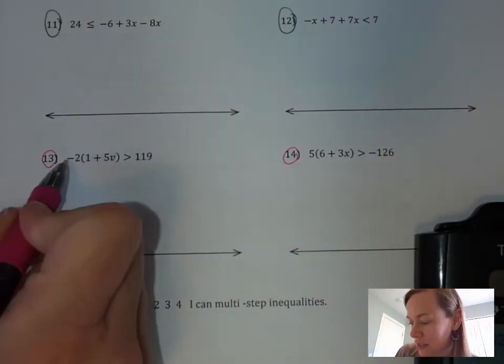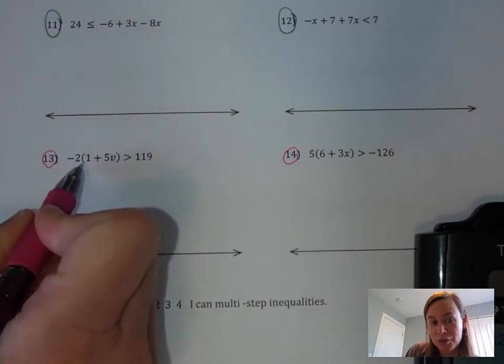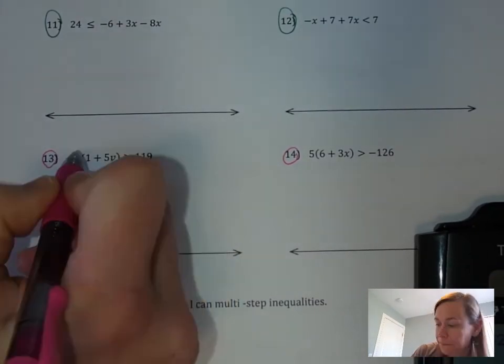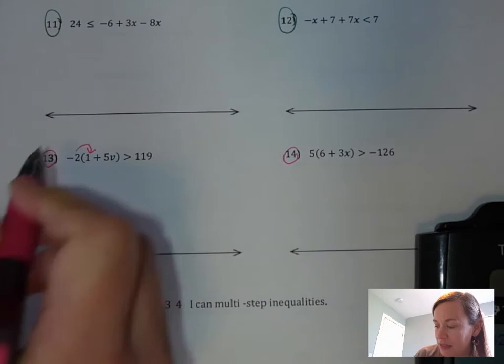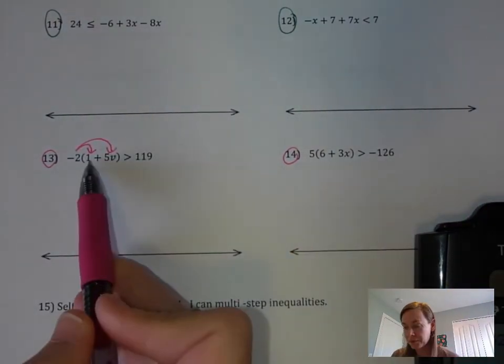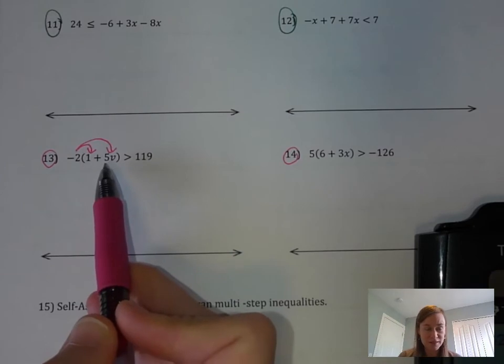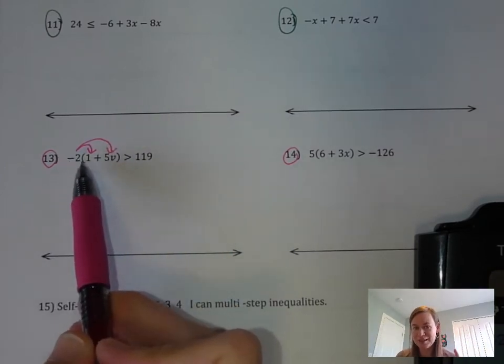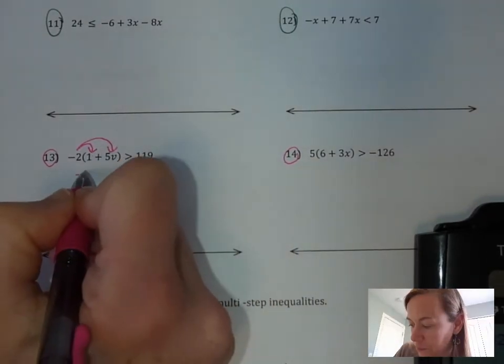Okay, so we're going to distribute this negative 2. Don't distribute just the 2. Make sure you distribute the whole negative 2 to everything inside the parentheses. So you're going to distribute it to the 1 and to the 5v. Okay, now let's do our multiplying. So negative 2 times 1 is negative 2.